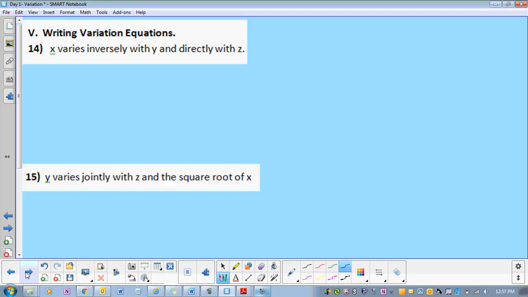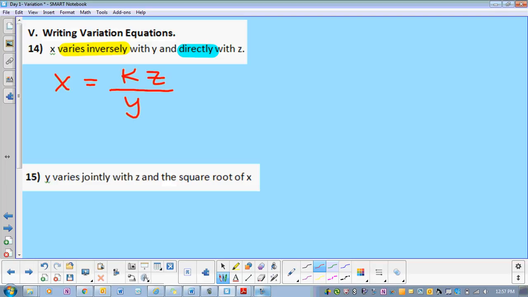Alright, so here's the fun part. Writing variation equations. All you're doing is just writing them. I mean, we need to practice some of these too. X varies inversely with Y, and directly with Z. Alright, let's try it. X varies inversely with what? Y. But directly with what? Z. So directly means where does the Z have to go? In the top. There we go.